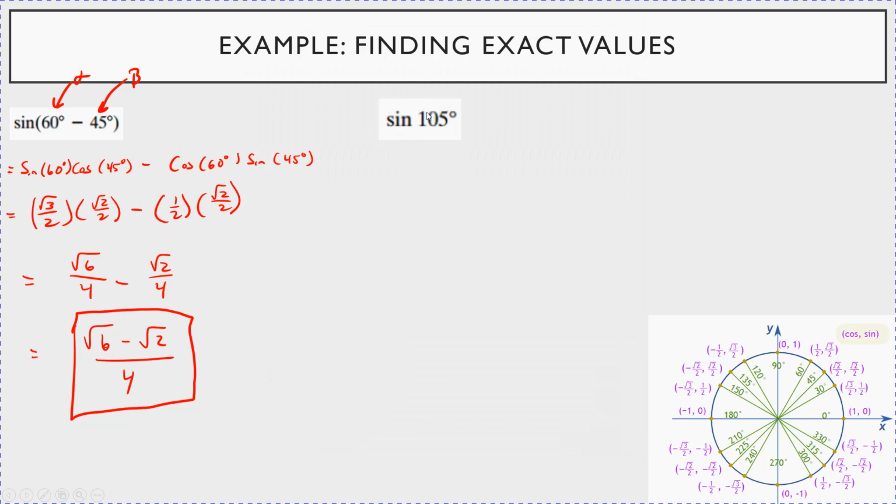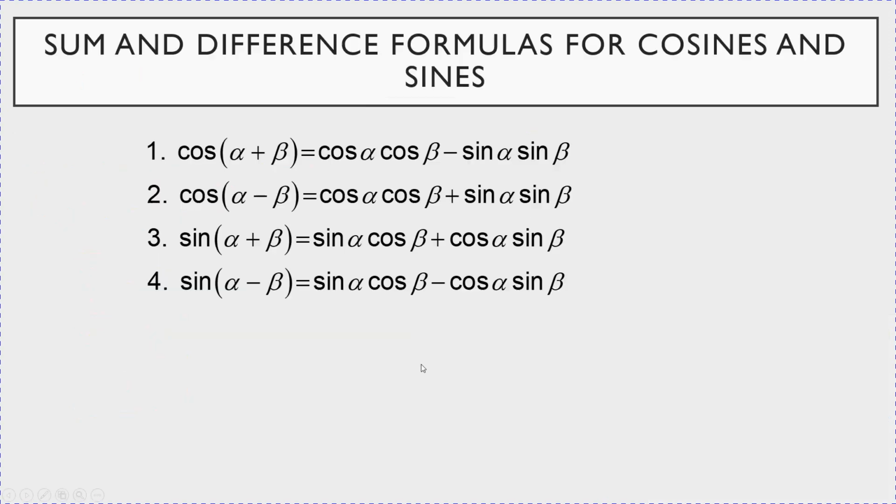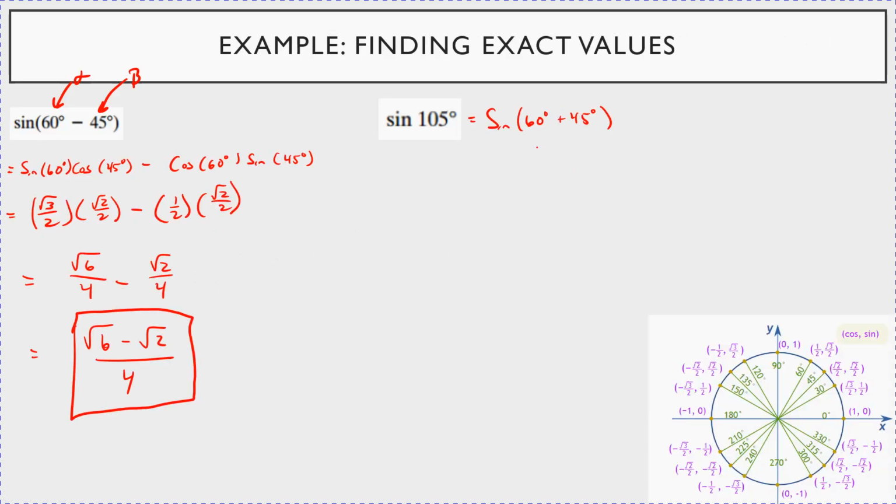All right, let's take a look at this one. Notice that this is just saying sine of 105. So what you have to recognize is, wait a second, is 105 degrees the same thing as 60 degrees plus 45 degrees? Yeah. And look, I have 60 degrees and 45 on here, so I can just use this formula. Sine of alpha plus beta is sine of alpha cosine of beta plus cosine of alpha sine of beta. So this is my alpha, this is my beta. So this is equal to sine of 60 degrees times cosine of 45 degrees, plus cosine of 60 degrees times sine of 45 degrees.